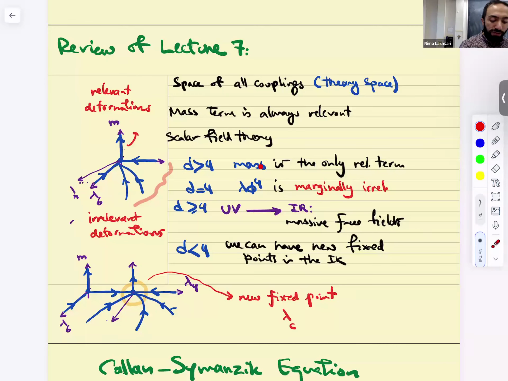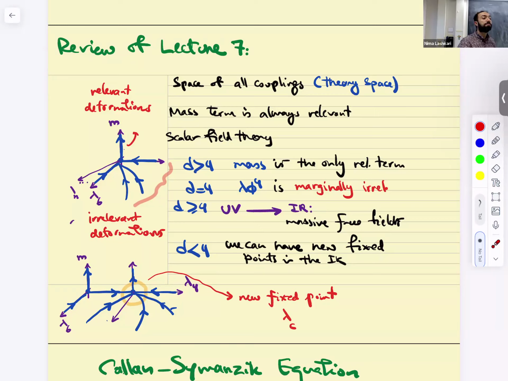In D equals 4, lambda phi 4 is marginally irrelevant. What does that mean? It means that naive dimension counting tells you that it's marginal. You do loop corrections and you find that it's irrelevant, which means that it decays in the infrared, but very, very slowly, logarithmically slowly. Putting all of this together, we concluded that an interacting real scalar field theory does not exist in 4 dimensions or above. Good?